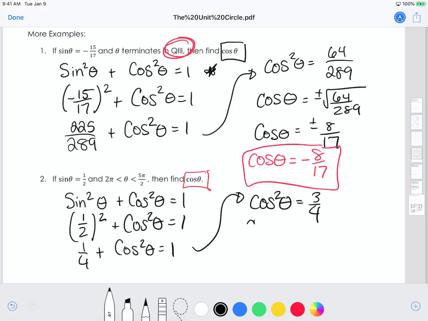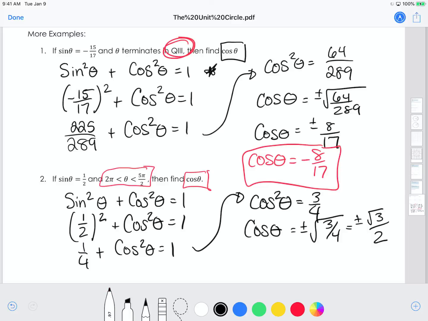Then we're going to square root both sides to get cosine theta. And I'm going to get plus or minus the square root of 3/4, which can be simplified as plus or minus the square root of 3 over 2, because you can take the square root of 4 and then 2 is no longer under the square root. Now, to decide whether I use the plus or the minus, I then refer to the other information that they give us on where the angle is located.